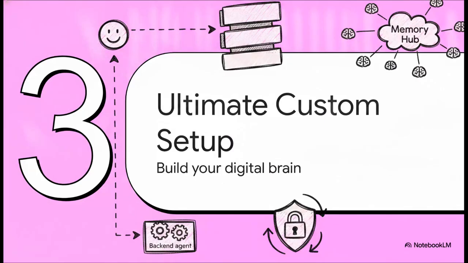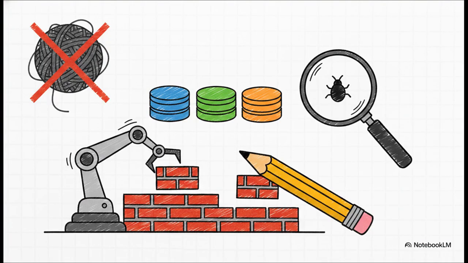Section 3. The Ultimate Custom Setup. Building your digital brain. All right, so you now understand the difference between a visual facade and a true back-end agent. You know the 3 architectural layers and how to structure the memory hub. Now you have to build this into a sustainable strategy from first principles. Build custom to avoid the bloat of those hype-driven repositories. Solve your most immediate, painful problems first.